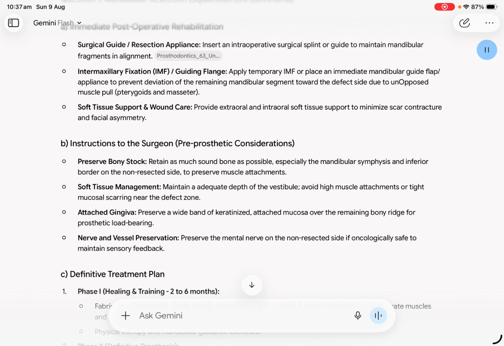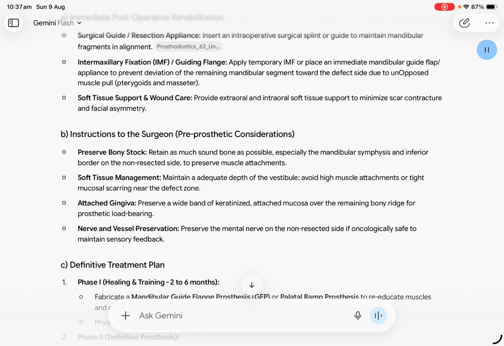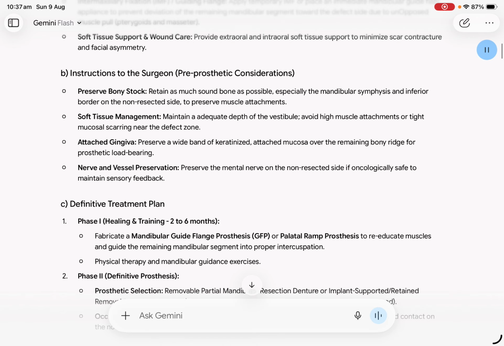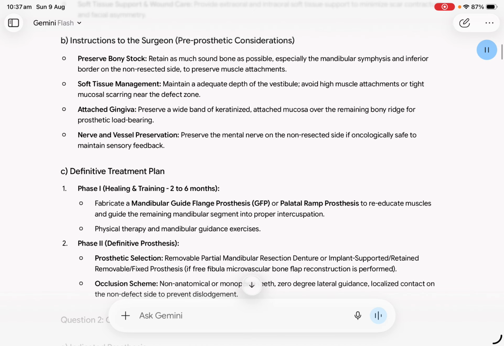B. Instructions to the surgeon. Pre-prosthetic considerations. Preserve bony stock. Retain as much sound bone as possible, especially the mandibular symphysis and inferior border on the non-resected side, to preserve muscle attachments. Soft tissue management. Maintain an adequate depth of the vestibule. Avoid high muscle attachments or tight mucosal scarring near the defect zone. Attached gingiva. Preserve a wide band of keratinized attached mucosa over the remaining bony ridge for prosthetic load-bearing. Nerve and vessel preservation. Preserve the mental nerve on the non-resected side if oncologically safe to maintain sensory feedback.